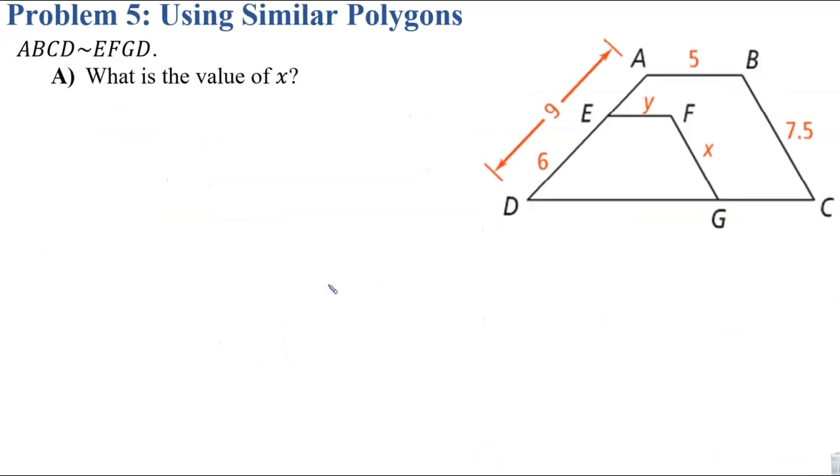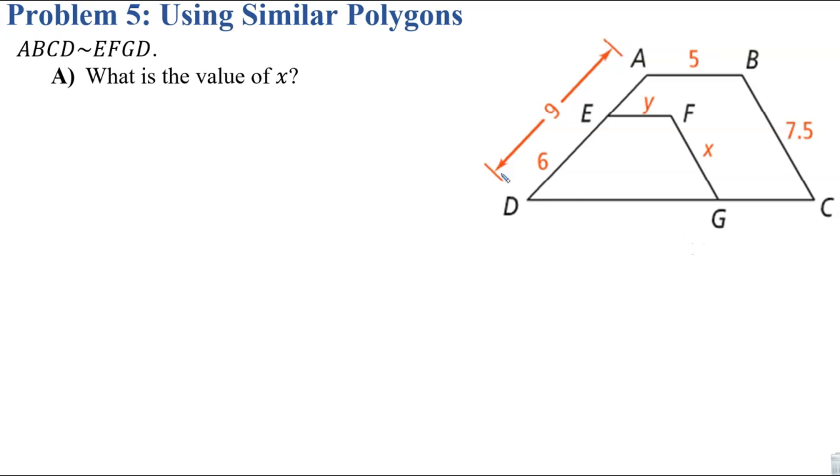All right, so next thing we're going to do is use similarity to solve for parts of polygons. In problem 5, we have ABCD is similar to EFGD. So what that's saying is that these two trapezoids here are similar. And just that simple statement tells me that all the corresponding angles between these two trapezoids are congruent, and all sets of corresponding sides are proportional.